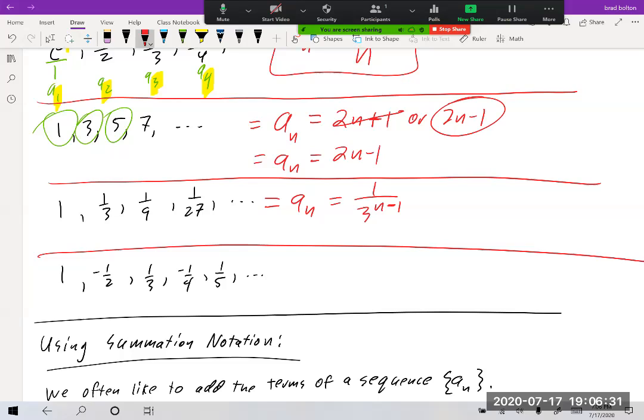And now if I try to generate some terms, let's plug 1 in. I get 1 over 3 to the 0, which is 1. Now I plug 2 in. 1 over 3 to the 2 minus 1 would be 1 over 3. Boom, I get 1/3, and so on and so on, and this will work.